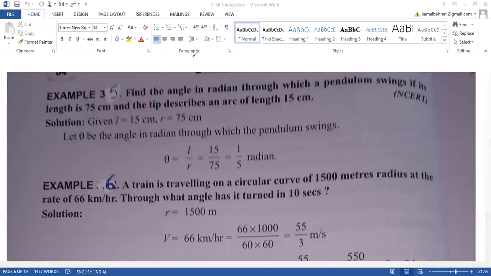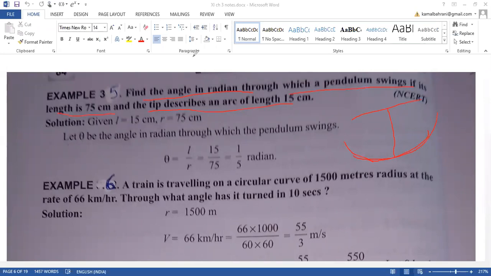Find the angle in radian through which the pendulum swings if its length is 75 centimeter and the tip describes an arc of length 15 centimeter. You all know about the pendulum. This is the way the pendulum swings. So this is the length of the string.